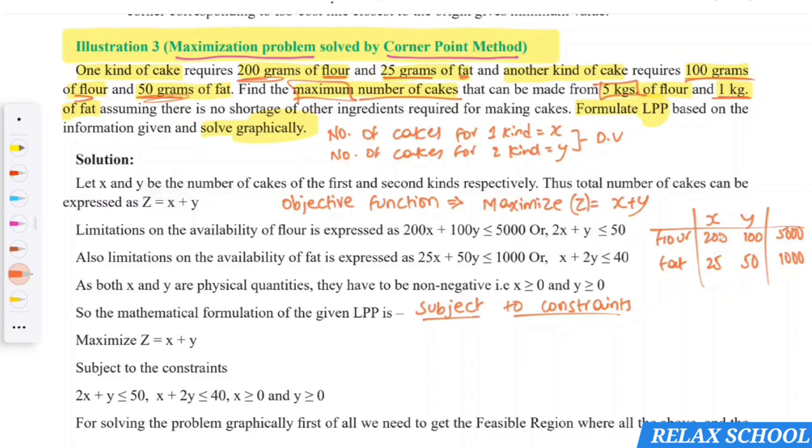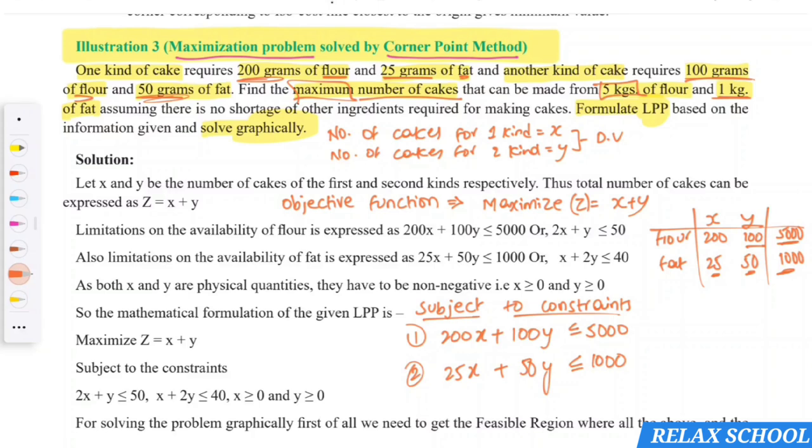Which would be 200x plus 100y should be less than or equal to 5000. This is regarding flour. And the second constraint on fat was 25 grams for each x and 50 grams for each y kind of cake. The total would be 1000 grams. So less than or equal to 1000 grams. This would become our constraint on fat.